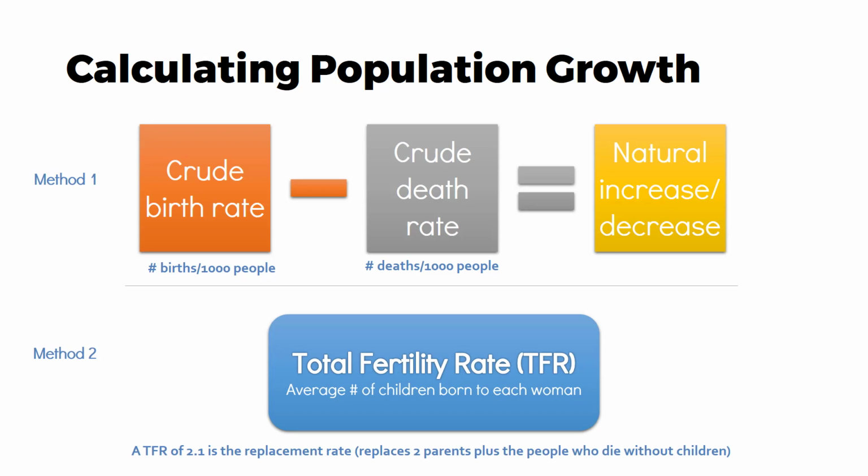A TFR of 2.1 is the replacement rate. It replaces two parents plus the people who die without children. Note that this is the average. Biologically, women can have about 25 children in single births in their fertile years.